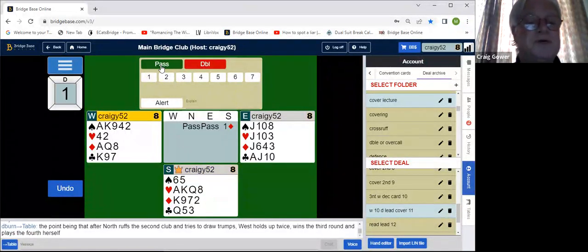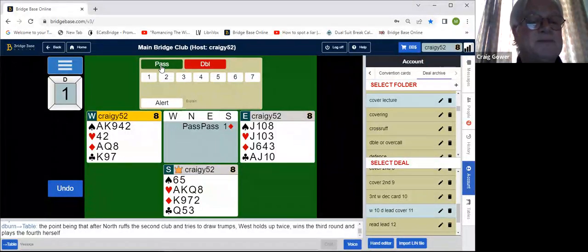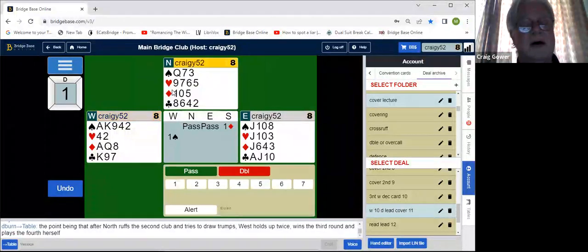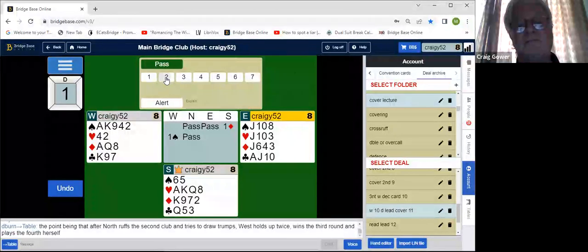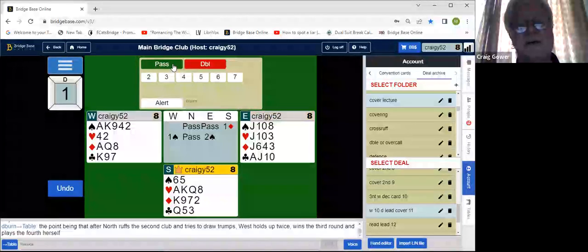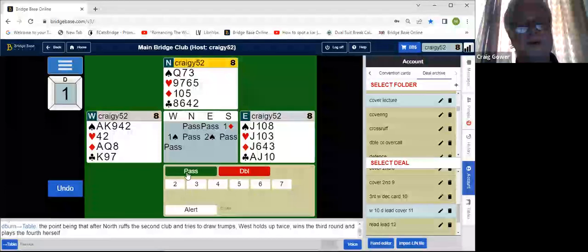Right, so a few different options for West. 1 spade is possible, 1 no trump is possible. Let's say I did go 1 spade. I've got no strong opinion either way. I would raise to 2 spades.